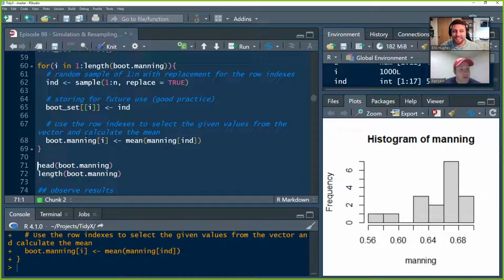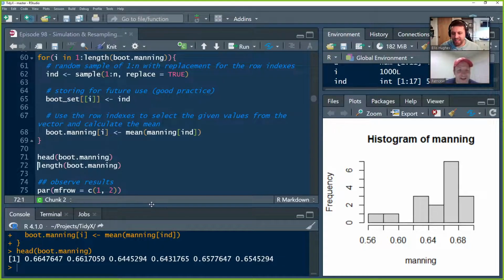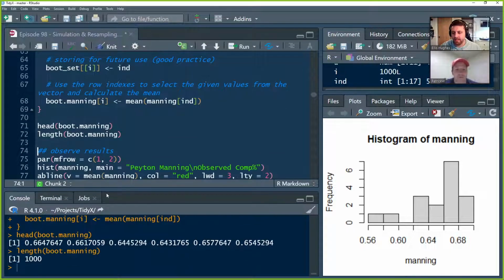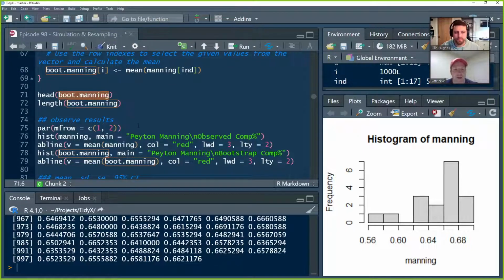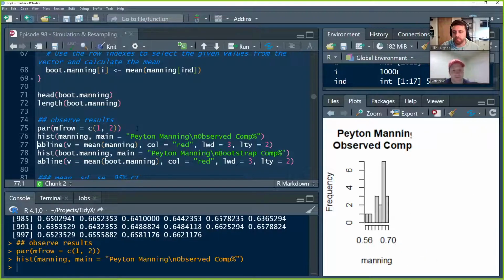So it runs pretty quick, and now we have a whole bunch of Manning simulations, 1,000 Manning seasons, where we've resampled from what we've observed, and we can plot these and take a look at them.